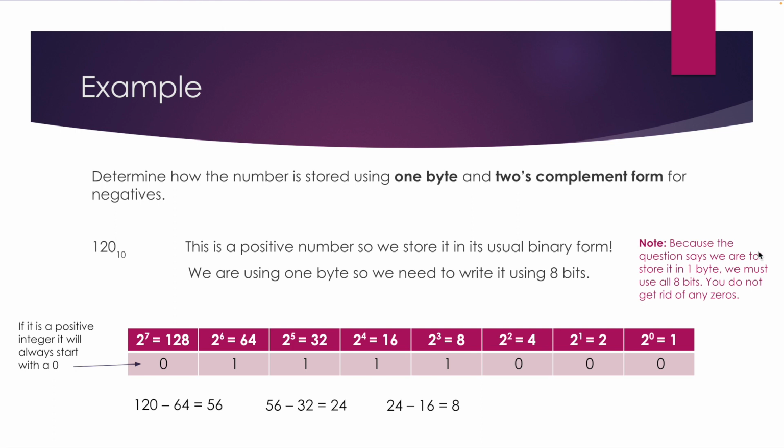Because the question says we need to store it in 1 byte, we do have to use all of the spaces again. We do not take away any zeros. So therefore 120 is 0, 1, 1, 1, 1, 0, 0, 0.